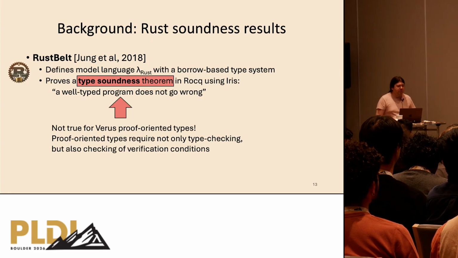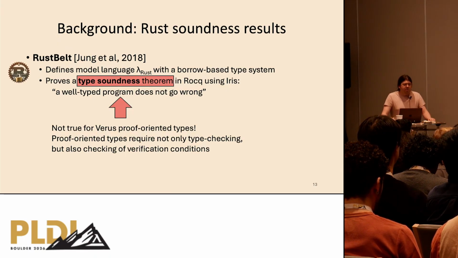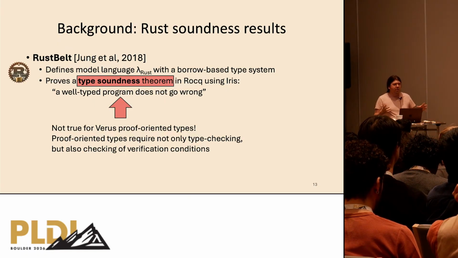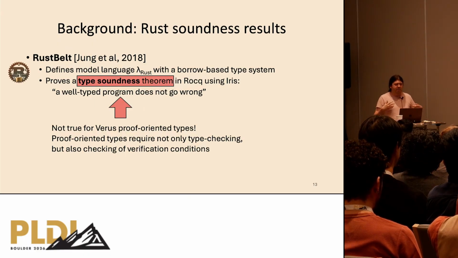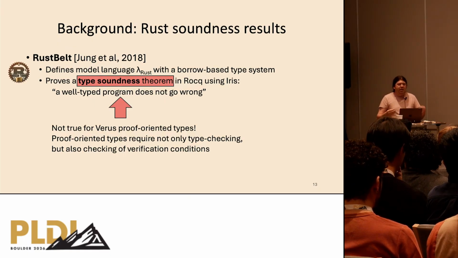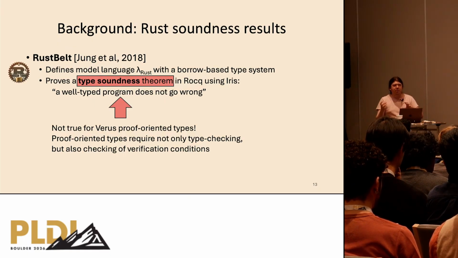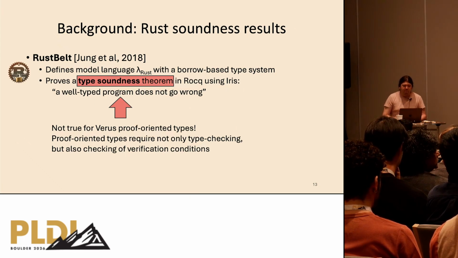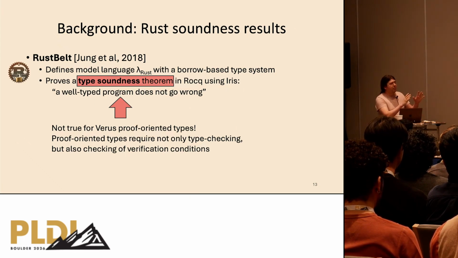That's great, but unfortunately it doesn't work for us because the various proof-oriented types don't actually obey this property. So proof-oriented types, in order to be correct, require not only the normal Rust type checking, but they also require the checking of verification conditions. For example, in our snippet earlier, Verus has to check that all the points to objects align with the pointers that they're being used with. So unfortunately, this property doesn't hold.